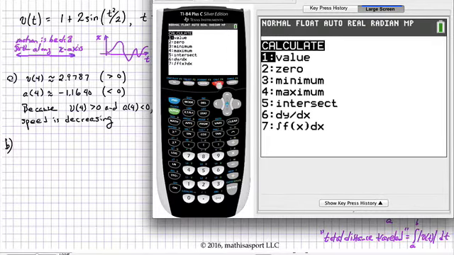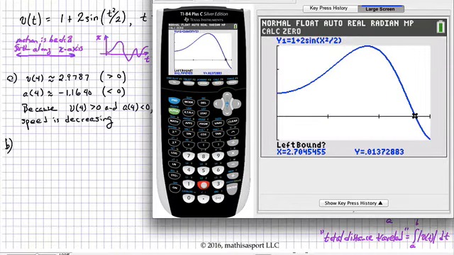And along the way, we're going to ask it to find zeros. Well, there we go. Looks like there's only one 0. So this makes it fairly easy. We'll make that our left bound. We'll make that our right bound and our guess. And we get a 0 of 2.7074. So we can write that up.